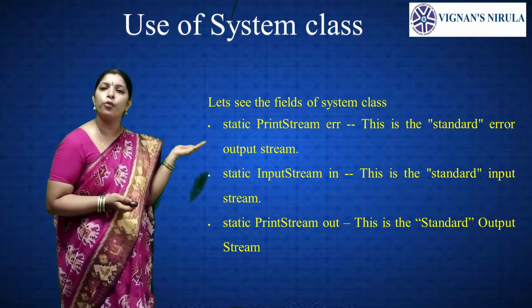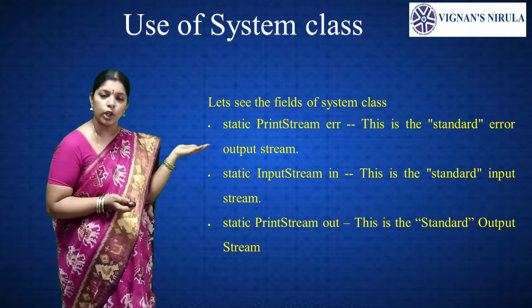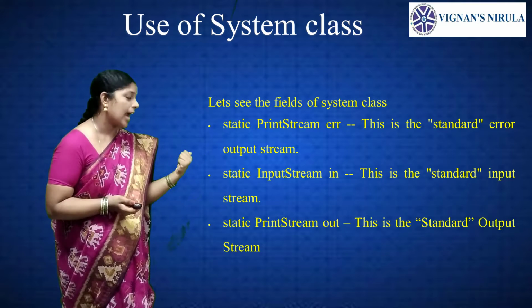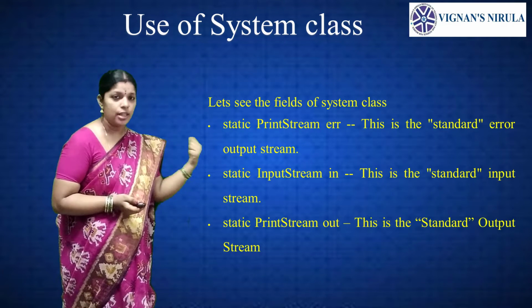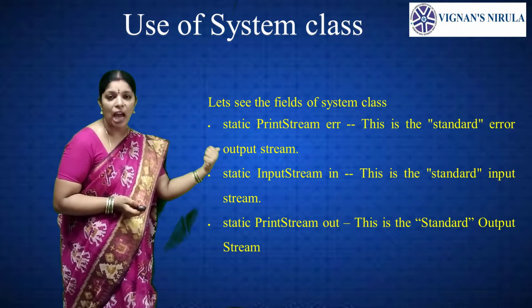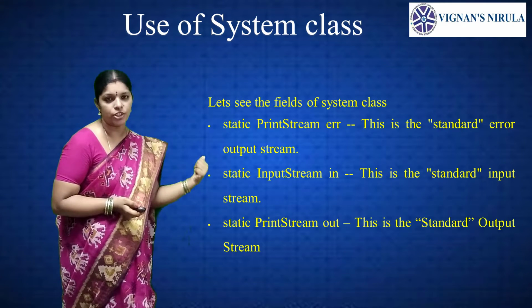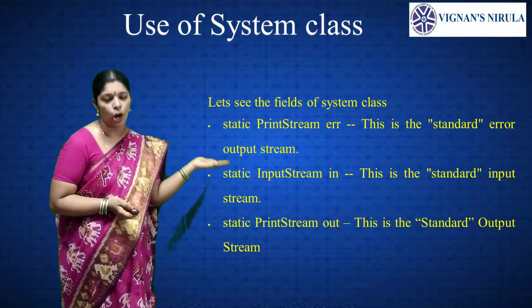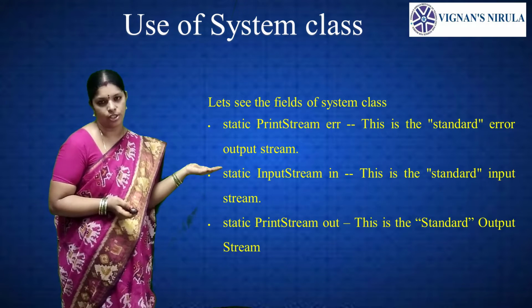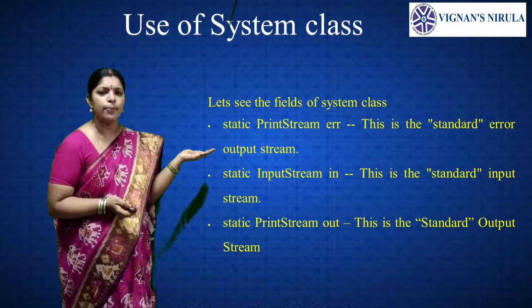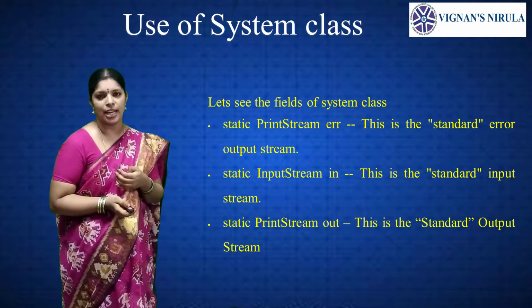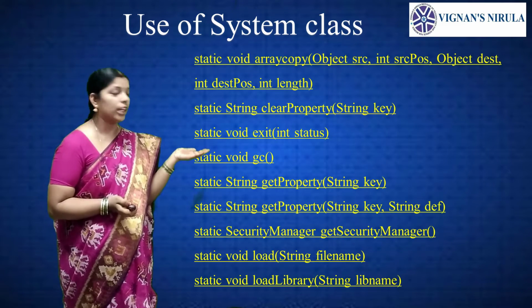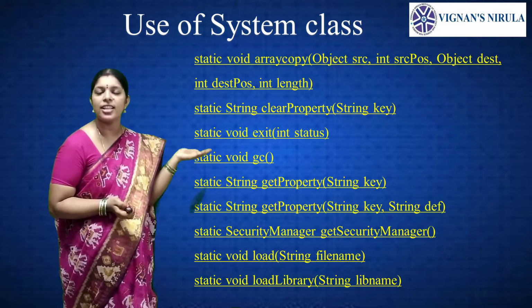Let's see the fields of the system class. What fields do we have? Static InputStream in, static PrintStream out and static PrintStream err. So these are the standard input, output and error output streams. Let's look at some common uses of the system class, and see what methods we have in it.